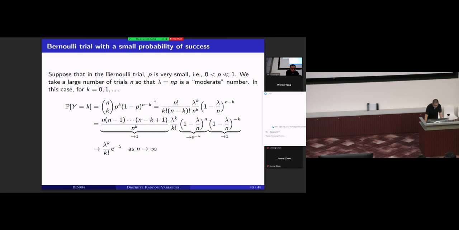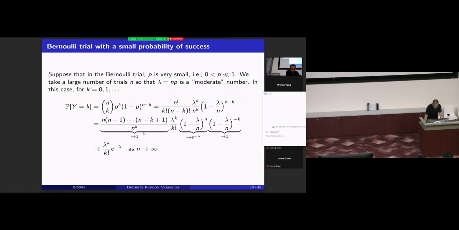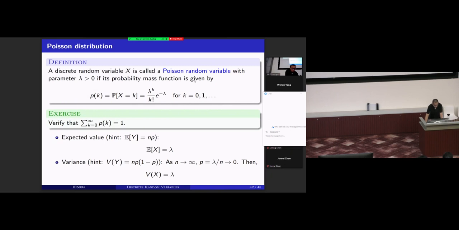So then you may ask me the question, why bother to do this, right? And actually, this limit case is called the Poisson distribution. Before I give you some further introduction of this awesome distribution, maybe I should give you the definition of that. So what is a Poisson distribution?